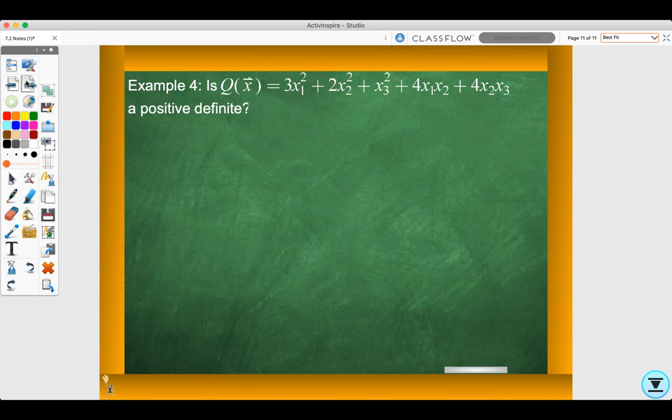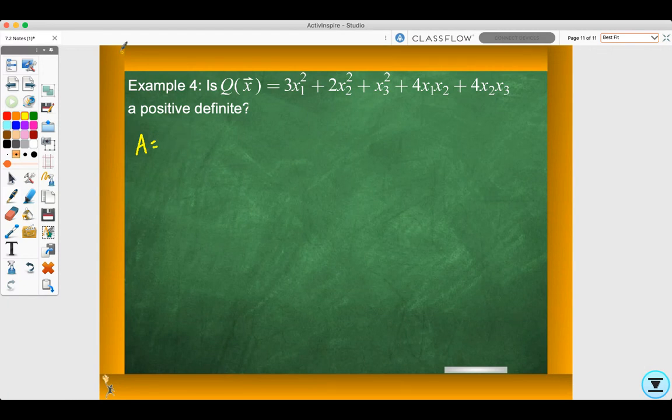Let's look at example 4. Is Q of x equals 3x1 squared plus 2x2 squared plus x3 squared plus 4x1x2 plus 4x2x3 positive definite? Because all the terms look positive, it looks positive definite, but we don't know. So first, let's define our matrix A.